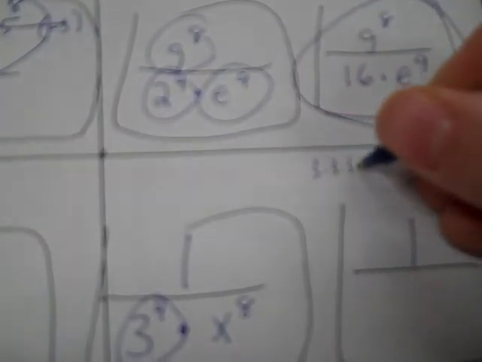Now, anytime the top's empty, we make a 1. So 1, 3 times 3 times 3 times 3 is 81. So replace that with 81 times x to the 8.